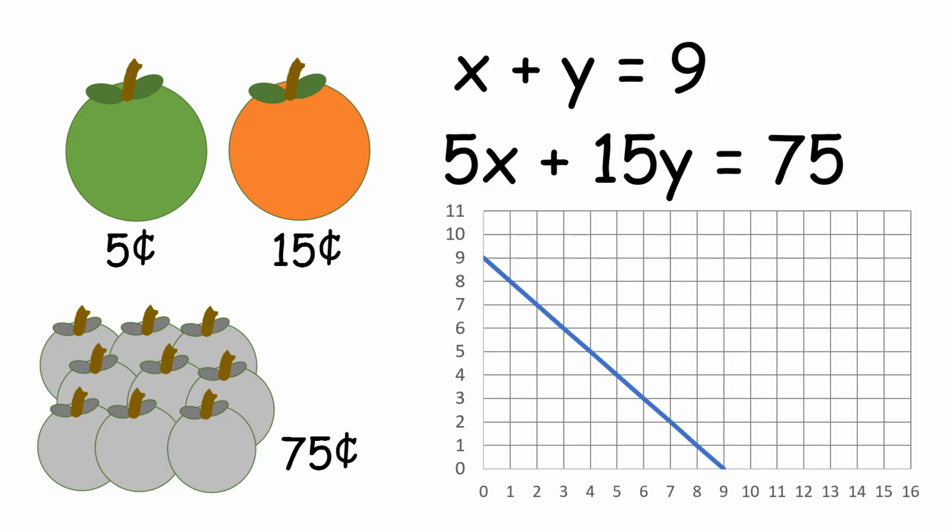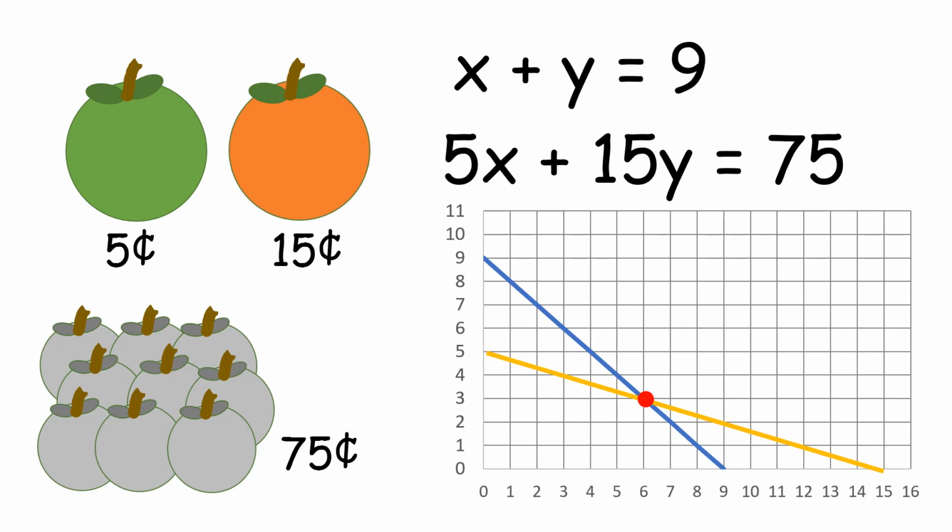Similarly, 75 cents could buy you 15 apples and no oranges, no apples and 5 oranges, or some other combination where 5x plus 15y is equal to 75. Now the lines from these equations only share one common point, where x is 6 and y is 3, which indicates that you bought 6 apples and 3 oranges.